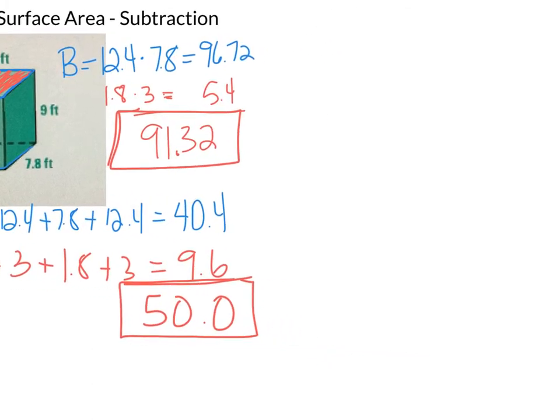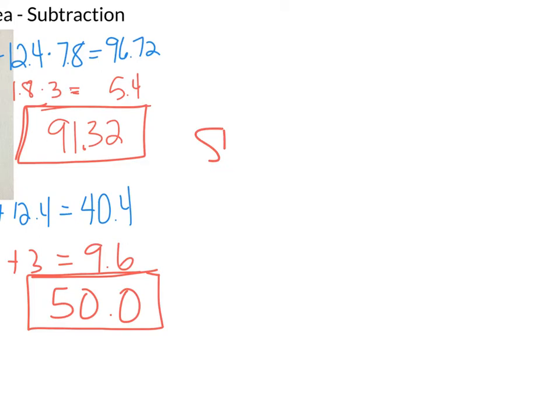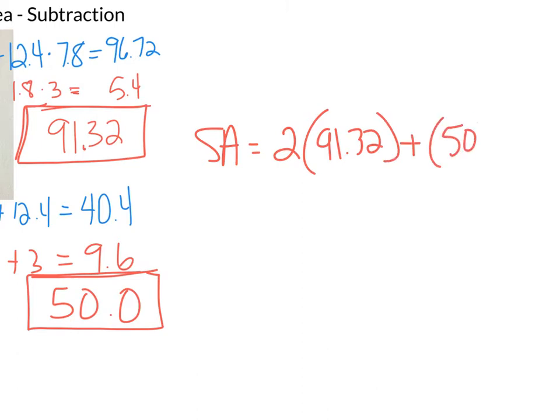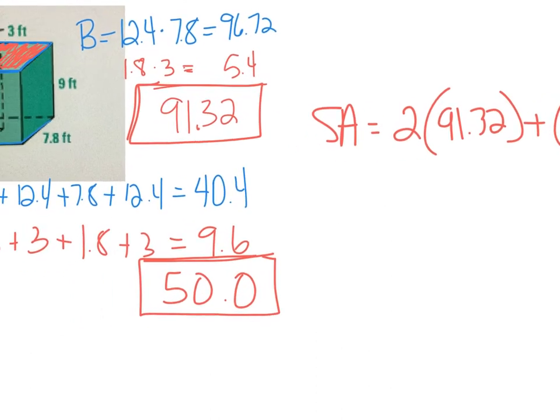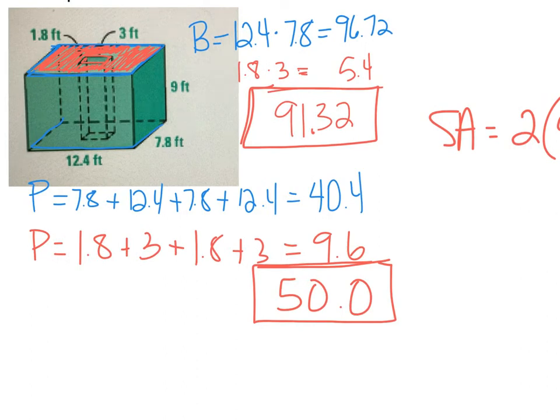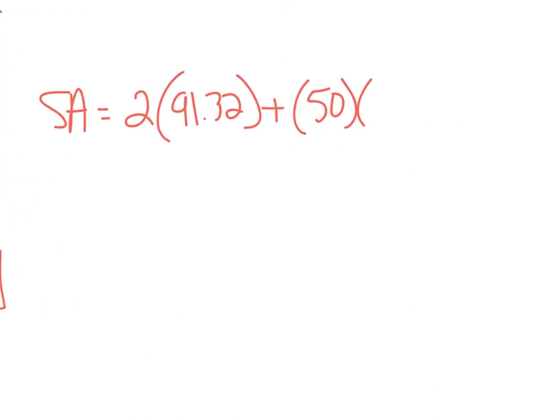And that goes into one formula: 2 base areas plus the perimeter times the height. And the height is this. The height is 9. The height is the distance in between your bases. So when we add all this stuff together, we do our multiplication and so on.